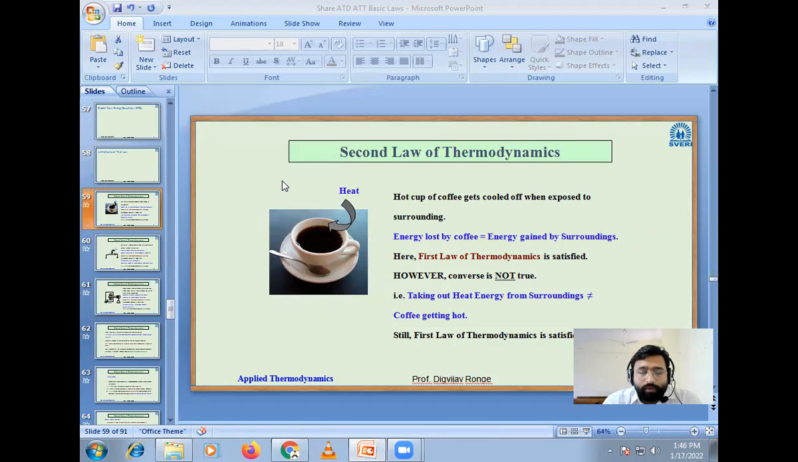So the first law fails here. But by the first law, a machine can have 100% efficiency.